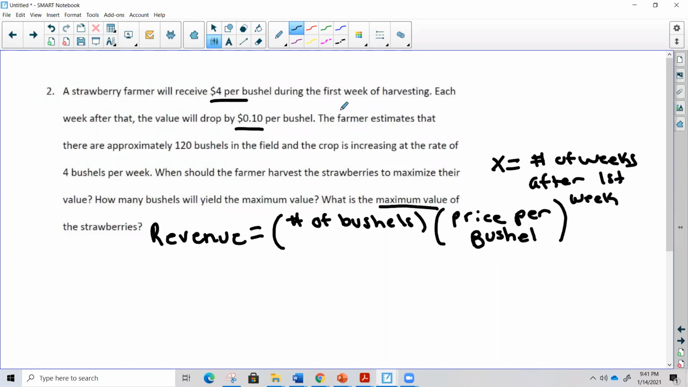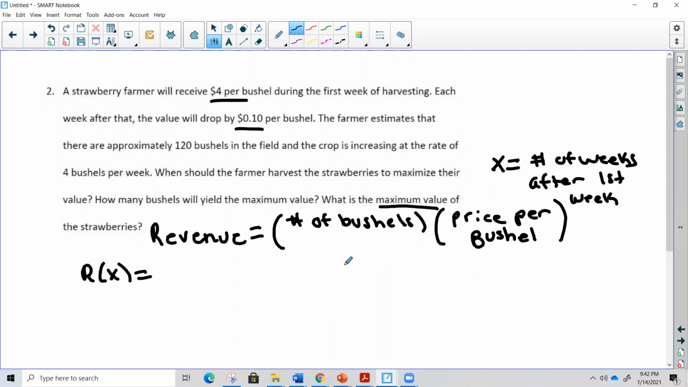Okay, so actually our first week, X would be 0, because that's 0 weeks after the first week. And that second week would then be X is 1. Just keep that in mind. So when we write the revenue formula from this, we can just write exactly what they described in here.